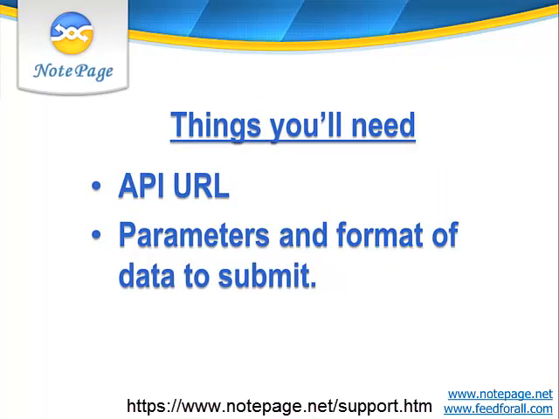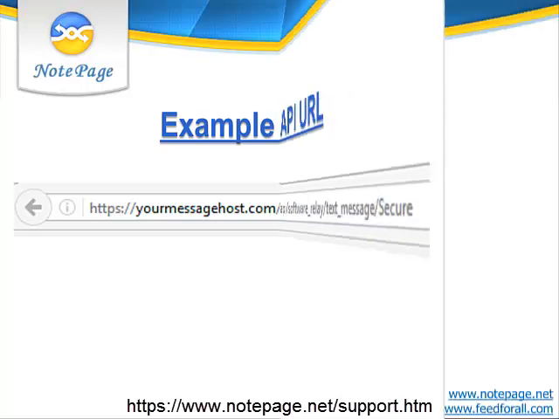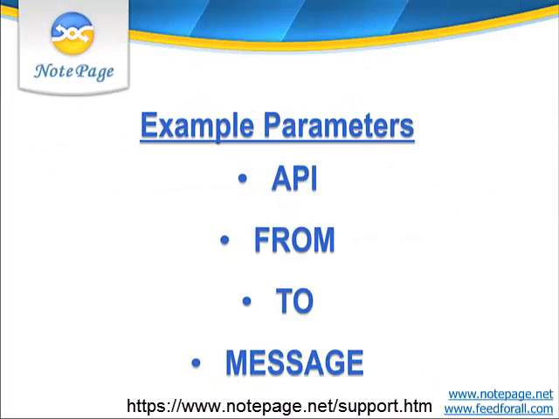Before we begin, to have PageGate communicate with a web API using the HTTP GET method, you'll need two bits of information. First, you'll need the URL to submit the messages to, and this should be provided by the web API host. Second, you'll need the format and parameters to submit to the URL.